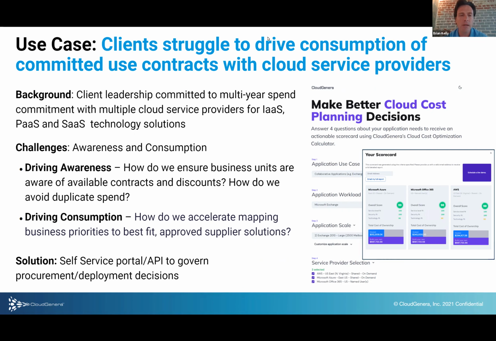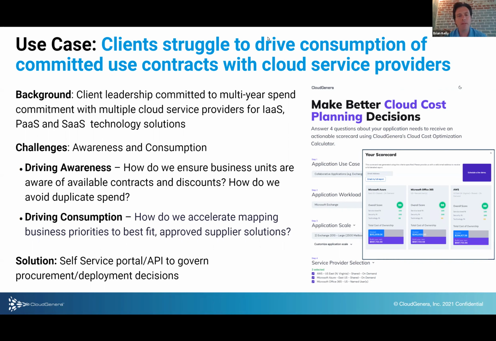Again, the challenge is how do they drive awareness and how do they drive consumption of these contracts that they've established with their preferred suppliers? And the questions we commonly hear our customers asking are, how do we ensure the business units are aware of these available contracts and discounts? And how do we avoid duplicate spend?